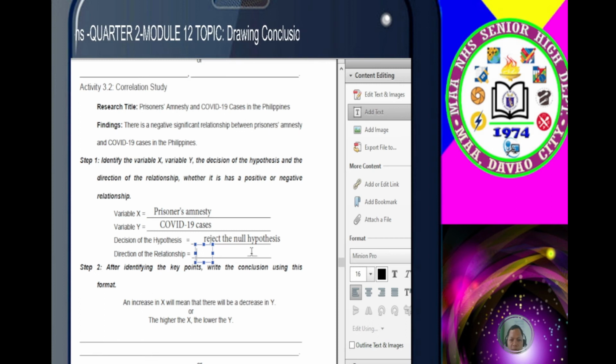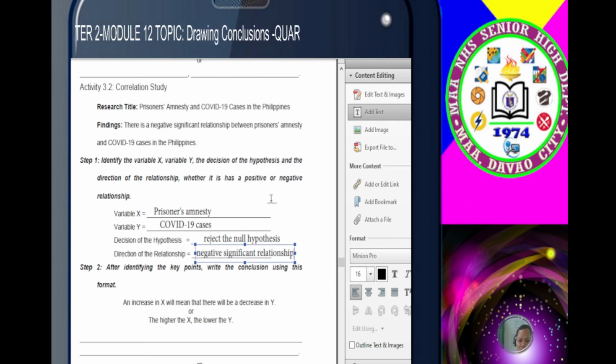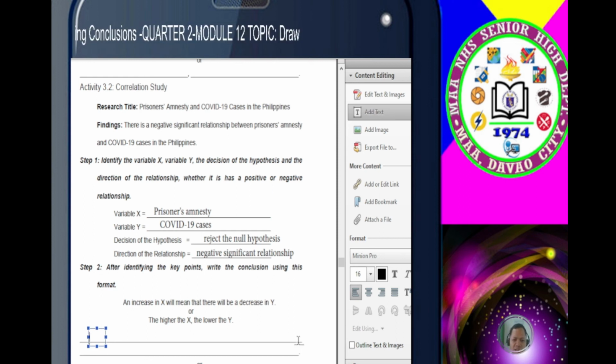Okay, so we reject the null hypothesis because there is a negative relationship. Based on our findings, we now have our conclusion. We use this format: an increase in x will mean a decrease in y because there is a negative relationship. So the higher the one variable, the lower the other variable. Okay, so higher and lower. Let's now write our conclusion.